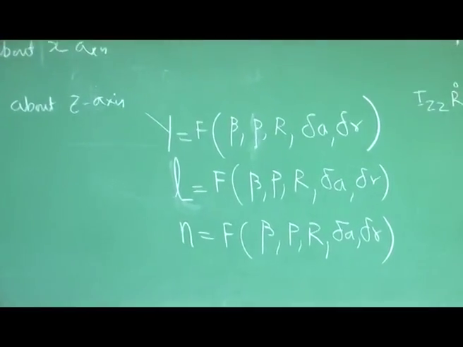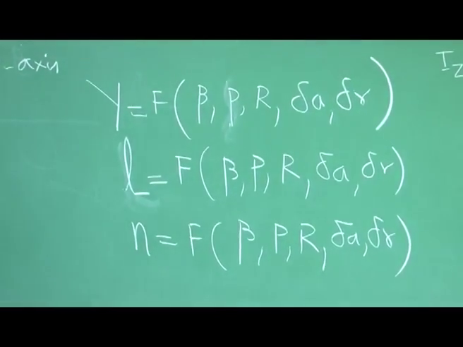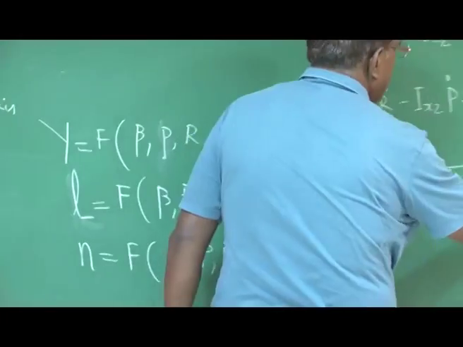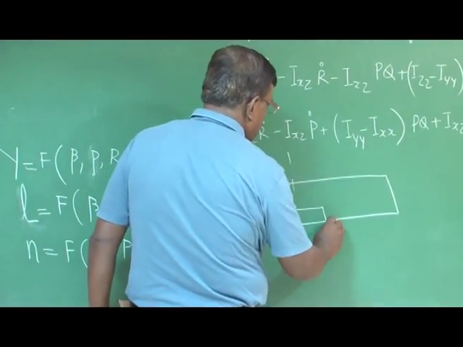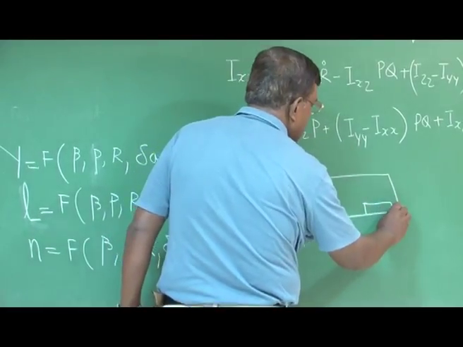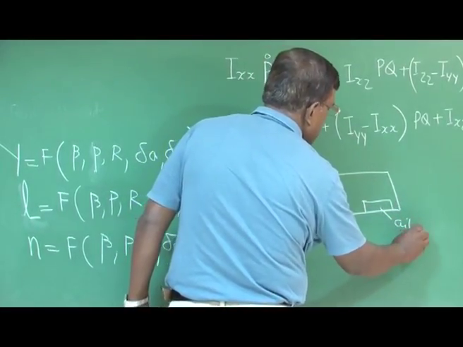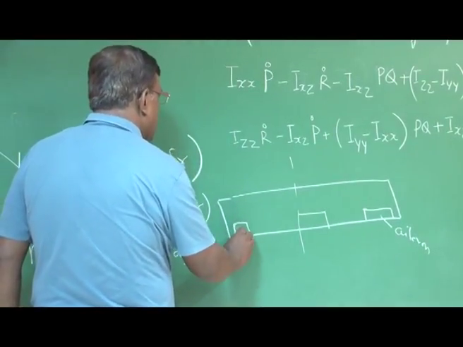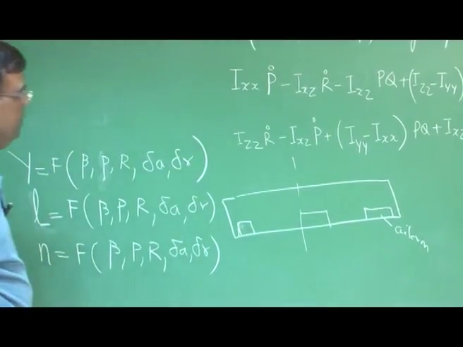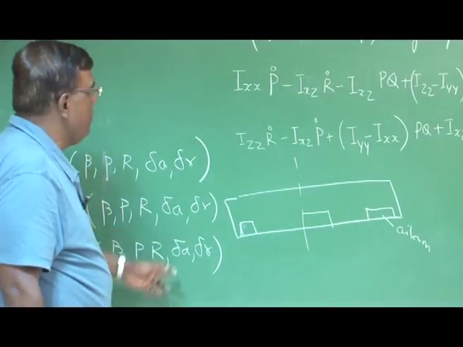You understand what is delta A? Delta A was aileron deflection, right? If this is my wing, here there is a flap, and here there is an aileron. By deflecting the aileron, I can generate rolling moment. Okay? So that is why delta A.